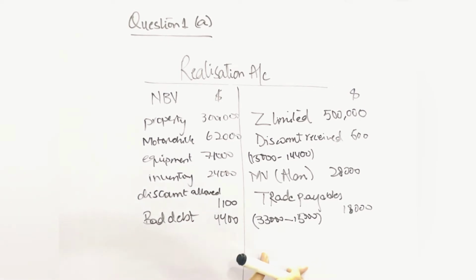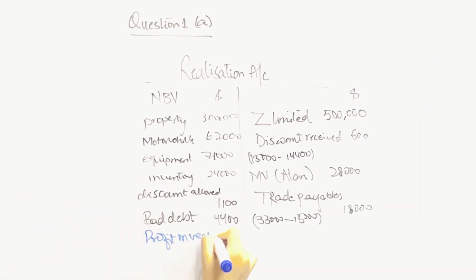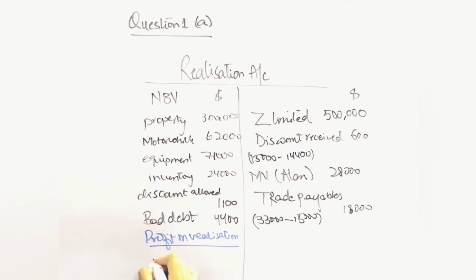Now it's very easy. We can either calculate the profit or the loss on the realization, and it's very clear that there is a profit on realization. After the calculation you would get to know that the profit on realization will be distributed in the following ratio, that is 3:2. So Alan and Brian are going to get their share as 50,460 and 33,640.